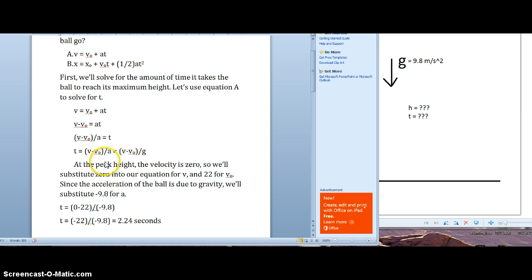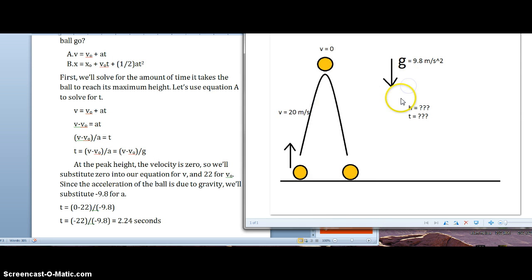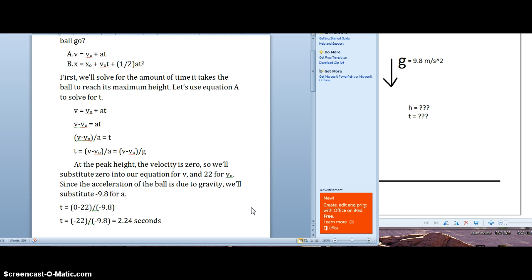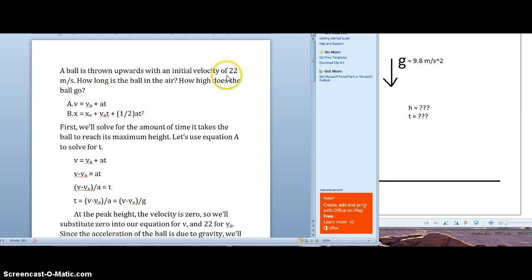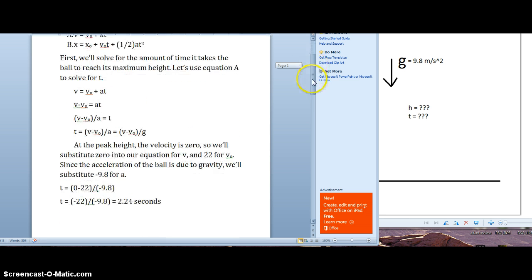Because my acceleration is the acceleration of gravity, gravity's pulling it down, so instead of a, I can just plug in a lowercase g. The equation's still the same. So at the peak height, the velocity is 0, as already mentioned. So we're going to substitute 0 into our equation for v, and 22 for the initial velocity. It tells us up here the initial velocity is 22 meters per second.